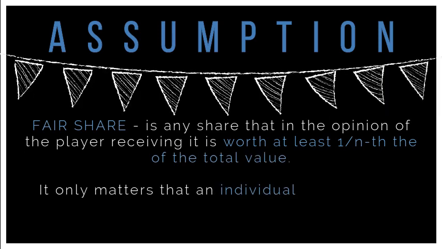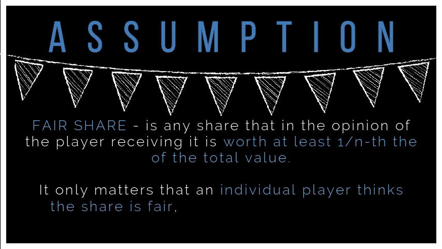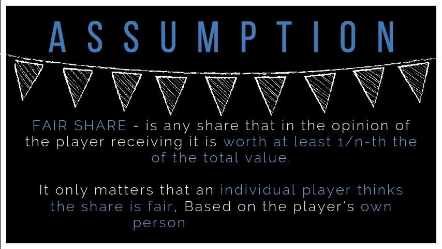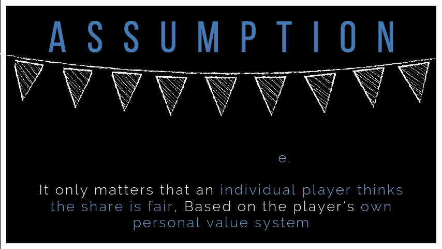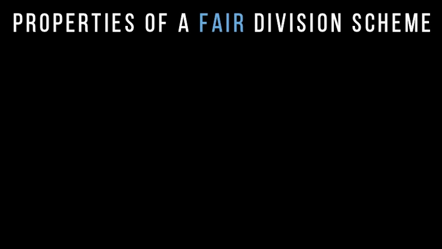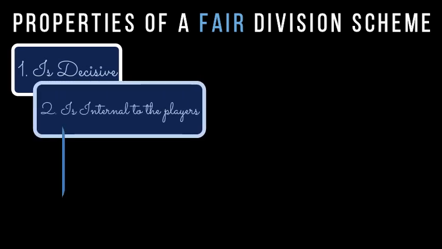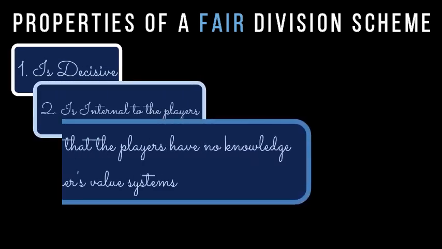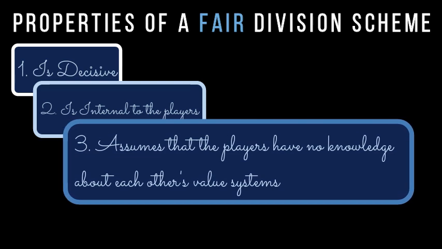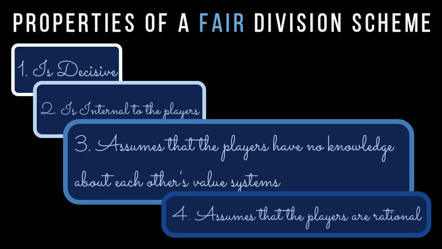It only matters that an individual player thinks the share is fair, based on the player's own personal value system. So the properties of a fair division scheme is that it's decisive, it is internal to the players, it assumes that the players have no knowledge about each other's value systems, and it assumes that the players are rational.